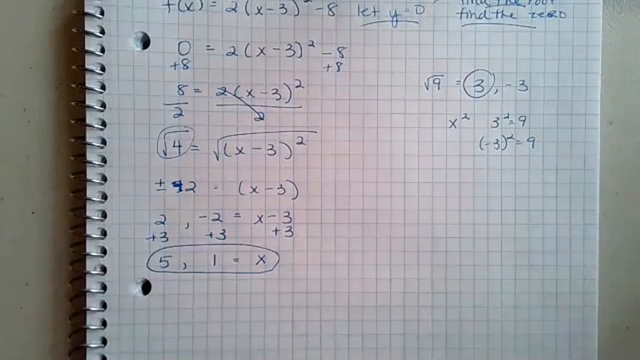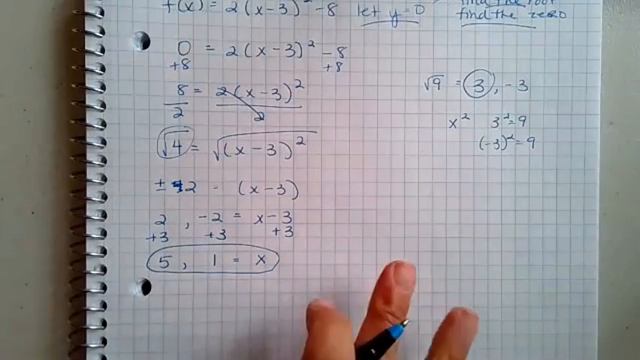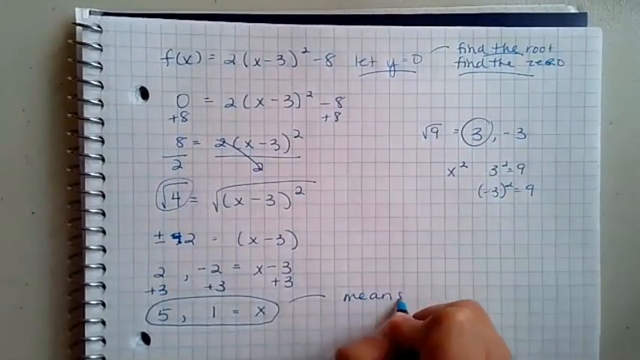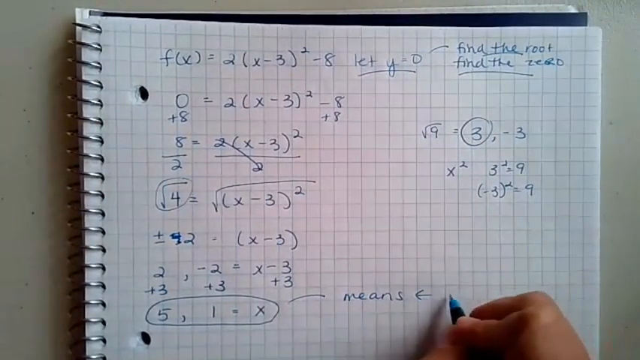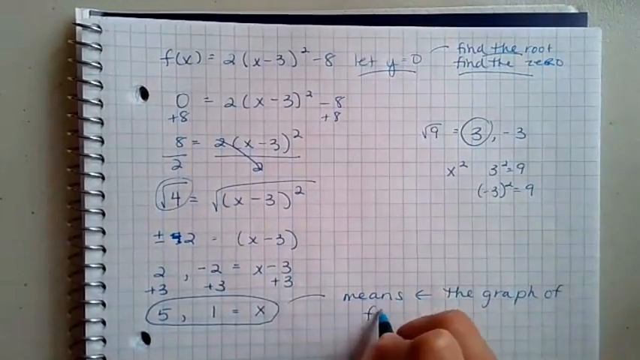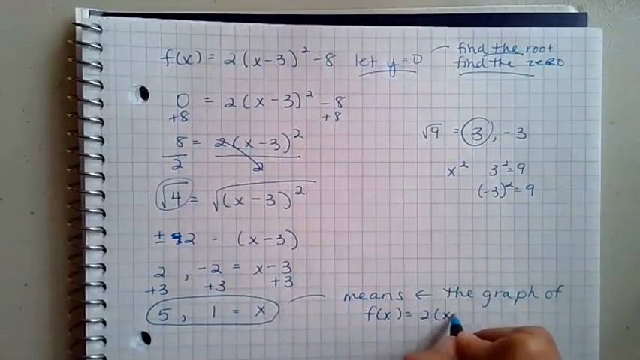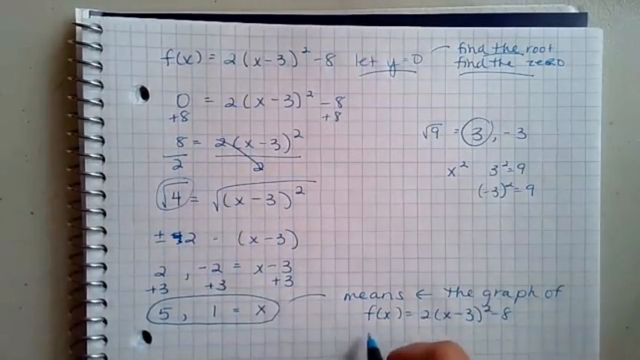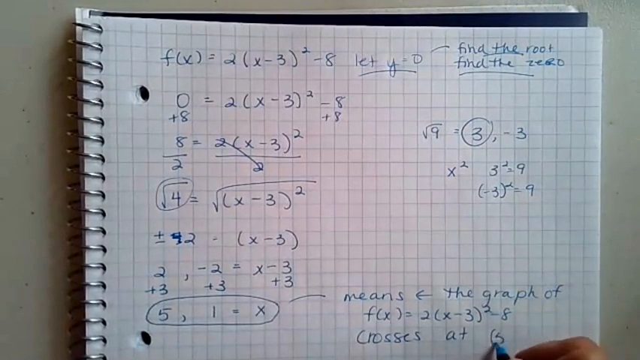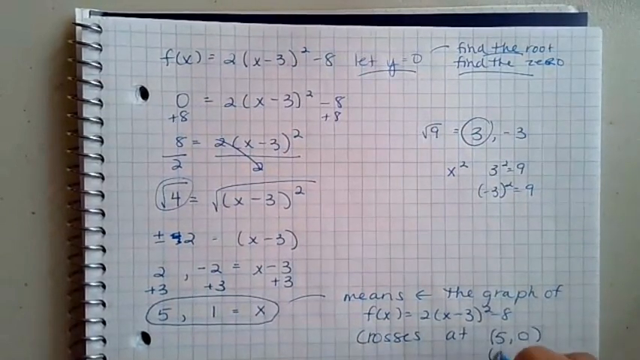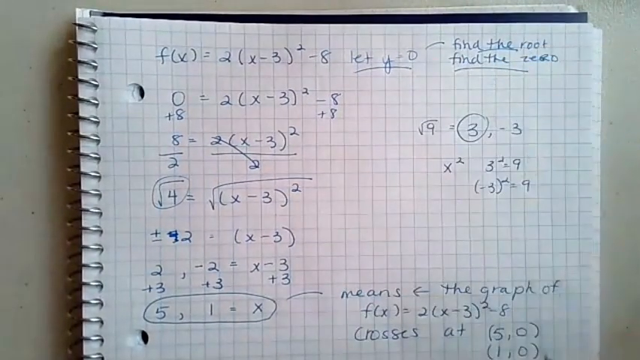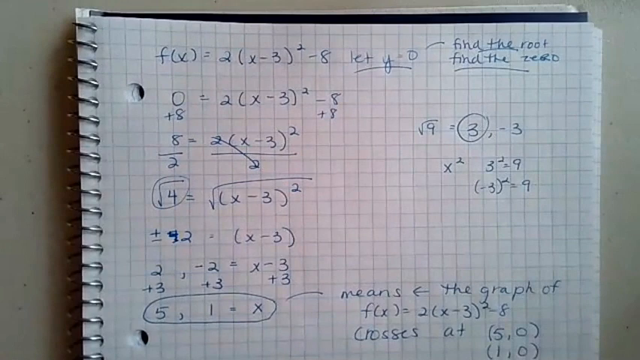So if you go on Desmos and you look at the graph of this original function, f of x equals 2 times (x minus 3) squared minus 8, it crosses at (5, 0) and (1, 0). Because remember, we set y equal to 0.